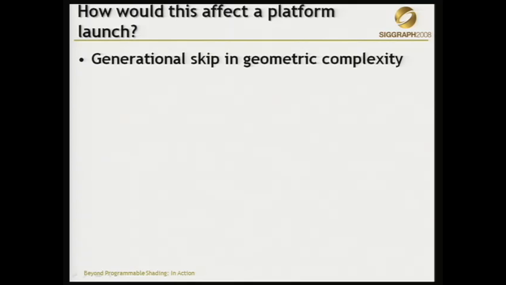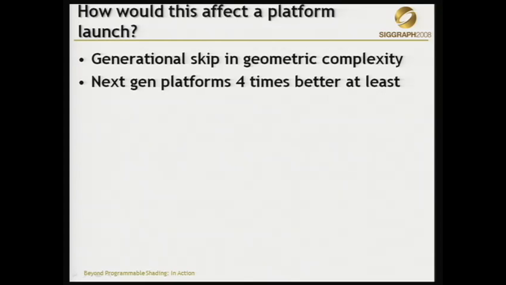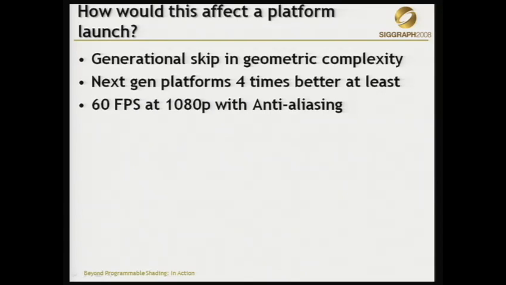How would this affect a platform launch? What this technology effectively provides is a generational skip in geometric complexity. With next generation platforms likely being at least 4 times better than current generation technology, 60 frames per second at 1080p with anti-aliasing is definitely reasonable.